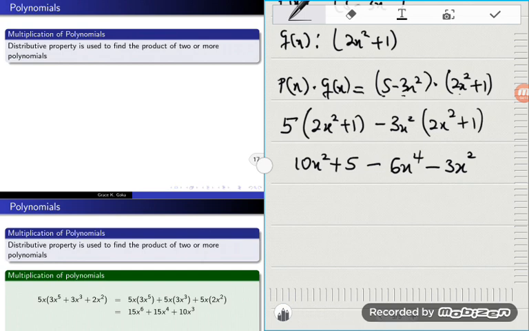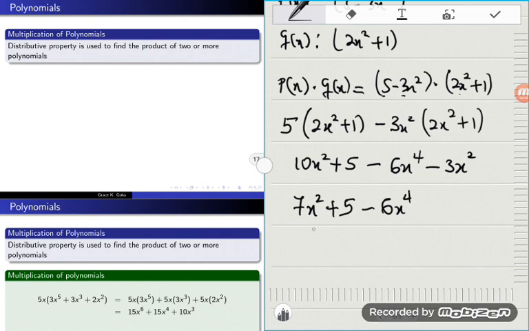Now we notice that there are some like terms in here, which are the 10x squared and the minus 3x squared. We can put these things together. So 10x squared minus 3x squared will give us 7x squared. The 5 has no other like terms, so we have plus the 5. The x to the power 4 term has no other term like that, so we write it down just like that.